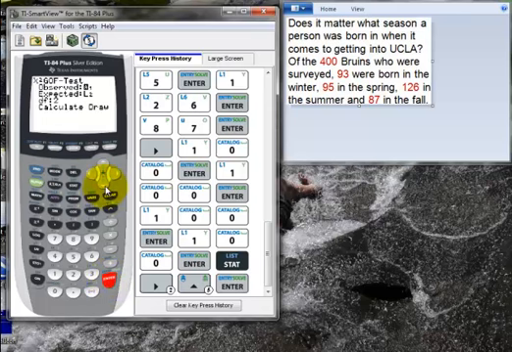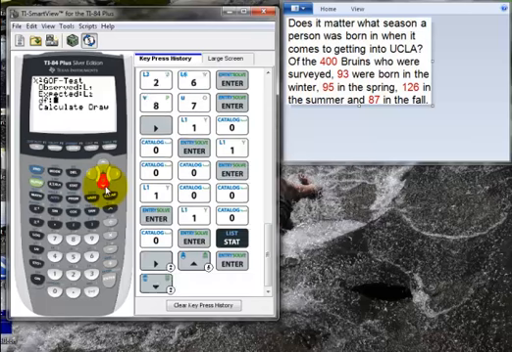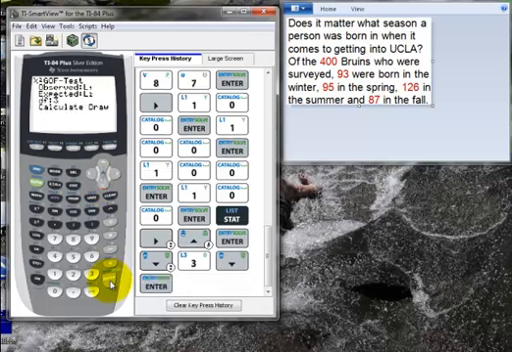Observed is L1, expected is L2. There are 4 seasons. 4 minus 1 is 3, so degrees of freedom is 3. I go to calculate, and there we have it. The chi-squared test statistic is chi-squared equals 9.19. The p-value is 0.026868854. So in particular, it's around 0.03.